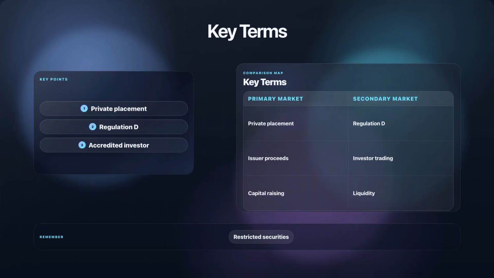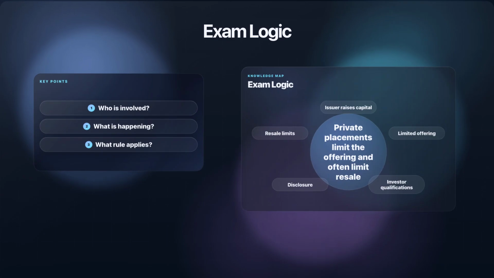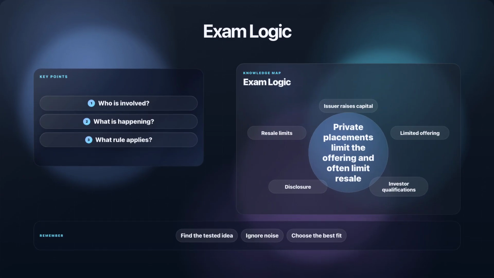Start by separating the key terms. For this topic, pay attention to private placement, Regulation D, accredited investor, and restricted securities. The SIE often rewards candidates who can recognize a term and then connect it to the correct function, risk, document, or rule. When a question tests private placements, ask 4 questions.